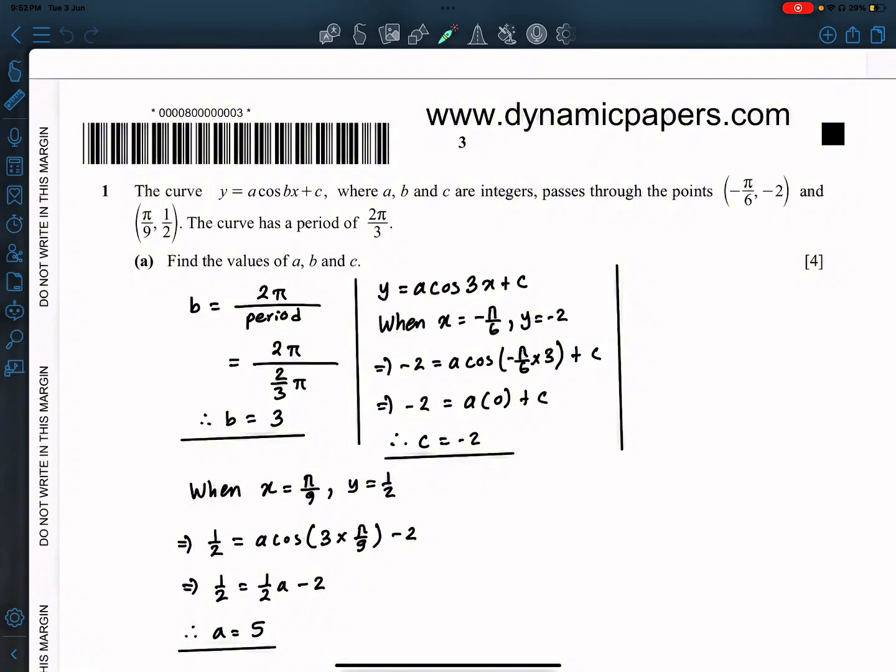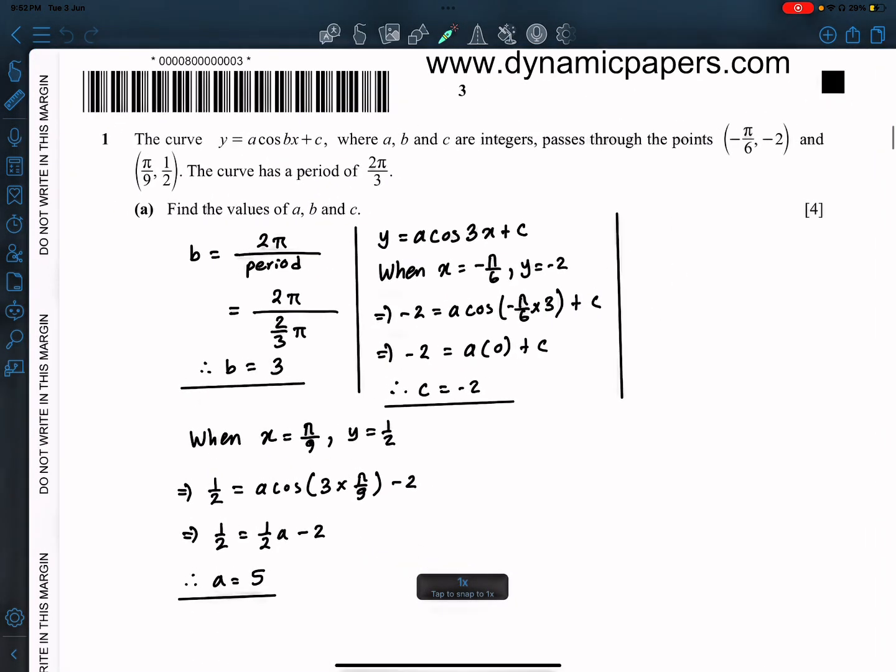Question number 1. The curve y equals a cos bx plus c, where a, b, c are integers, passes through the points (minus pi by 6, minus 2) and (pi by 9, half). The curve has a period of 2 pi by 3. Find the values of a, b, c.